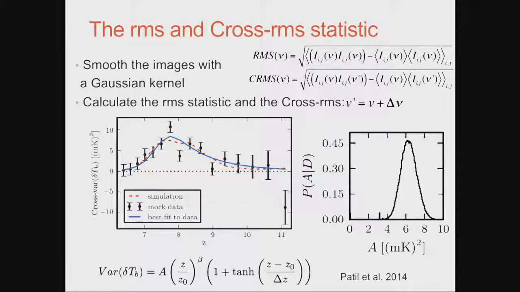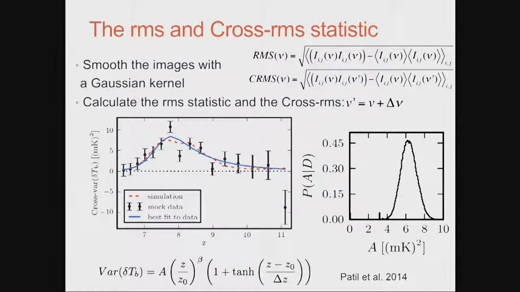This is a complicated transparency. Don't just forget about the details, I'll just tell you the story. This is a simulation that we put in by hand. That's the blue thing. We added everything, we put it through our pipeline. We added everything: noise, foregrounds, what have you. And then we did the extraction, the inverse thing, the signal extraction.